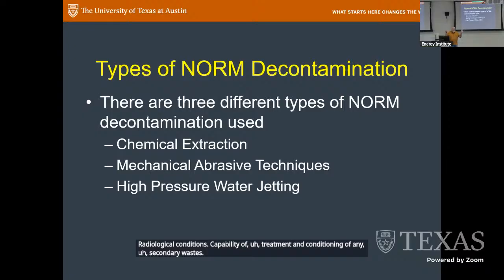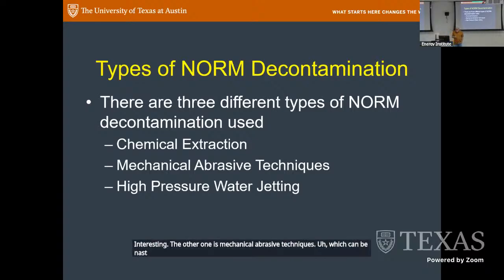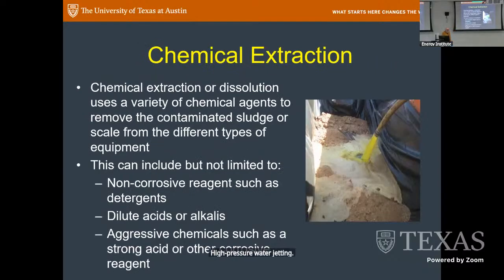Well, there are three major types of decontamination. One is chemical extraction, nasty. The other one is mechanical abrasive techniques, which can be nasty. And the third one, of course, is high pressure water jetting. And the chemical extraction or dissolution uses a variety of chemical agents to remove the contaminated sludge or scale from these types of equipment.